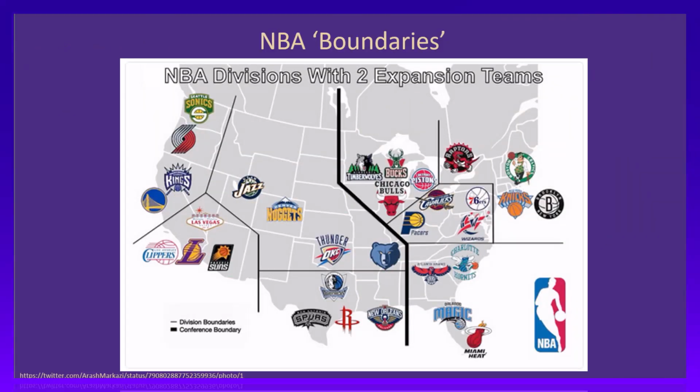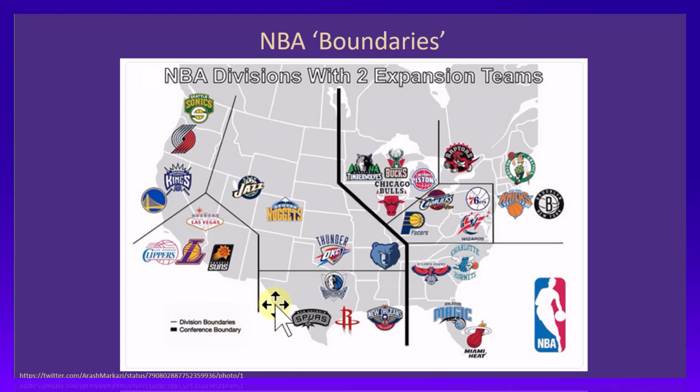Here's another map. This one's called NBA Boundaries. NBA divisions with 2 expansion teams. As you can see, the Sonics are still listed in Seattle. I can't recall when this map was made. But it's interesting to me, not being a fan of the NBA, to see the divisions, the major division I'm guessing the West and the East. And then the divisions, notice how they are geographically proportionate or correct, I would say.